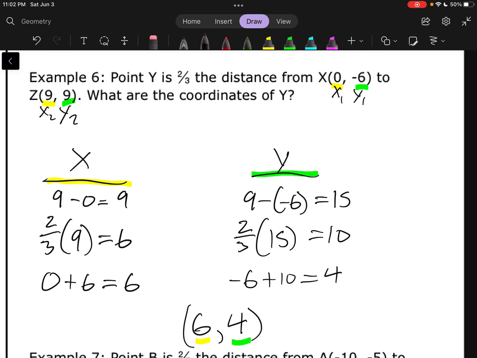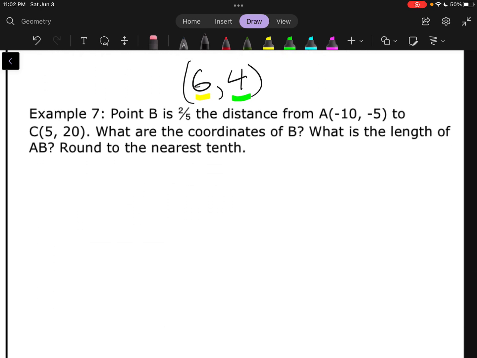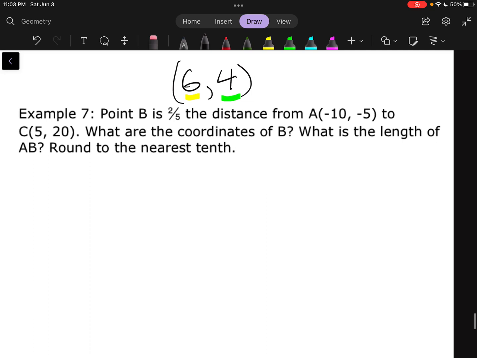Okay, hopefully you guys are getting the hang of it here. Let's check out this last one here. Point B is 2/5 of the way from -10, -5 to 5, 20. What are the coordinates of B, and what is the length of AB? Round to the nearest tenth.